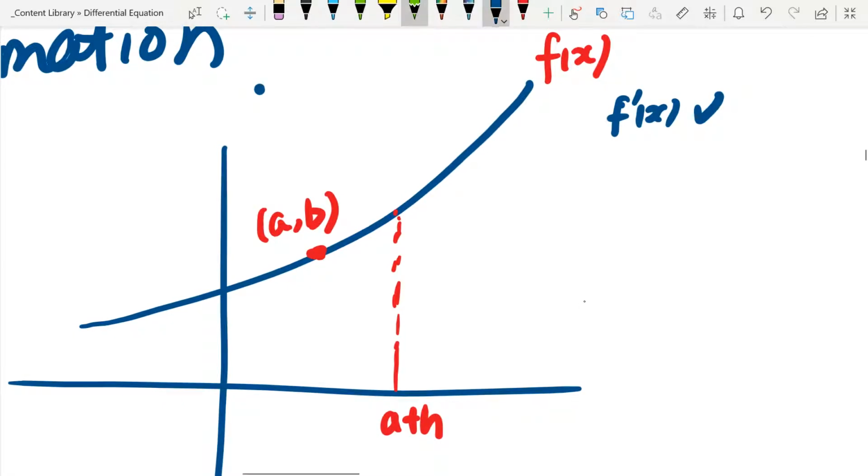So the estimation will be, if I draw a tangent at this point (a, b). Look at the straight line. This is the tangent at the point (a, b). What's the gradient of this straight line? Yep, f'(a). Thank you. So the gradient of this green line will be f'(a).